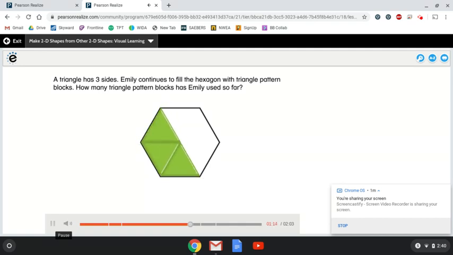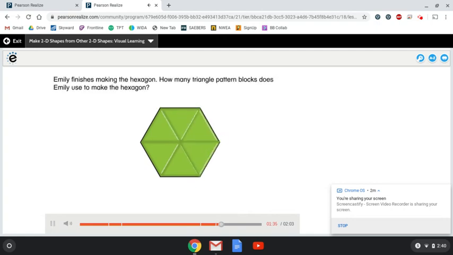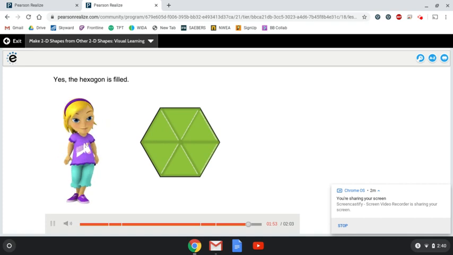Emily continues to fill the hexagon with triangle pattern blocks. How many triangle pattern blocks has Emily used so far? She has used 3 triangle pattern blocks. How many more triangles does Emily need to complete the hexagon? Emily finishes making the hexagon. How many triangle pattern blocks does Emily use to make the hexagon? She uses 6 triangle pattern blocks. Is the hexagon completely filled? Yes, the hexagon is filled. Now you know how to make a new shape by putting together smaller shapes.